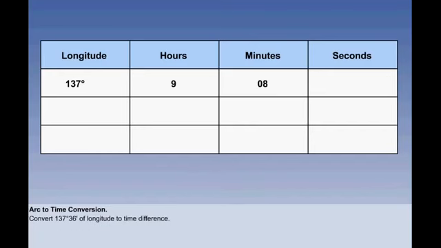137 degrees converts to 9 hours and 8 minutes of time. Now look up the 36 minutes. 36 minutes of arc converts to 2 minutes and 24 seconds of time. Adding them together gives you 9 hours, 10 minutes and 24 seconds. In fact, for our purposes, the nearest minute is close enough.